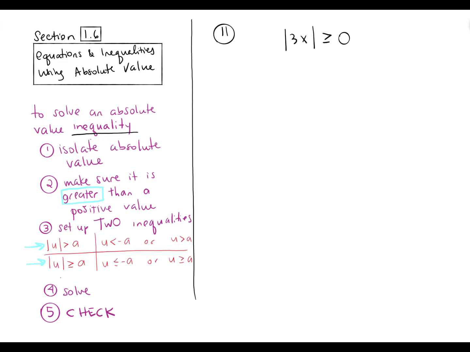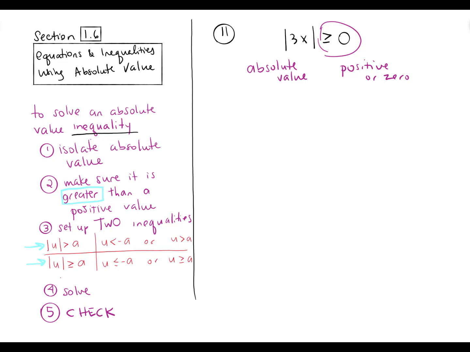Question 11 says, the absolute value of 3x is greater than or equal to 0. Now looking at our rules, our absolute value is indeed isolated. However, when it says greater than a positive value, 0 is not a positive value. 0 is 0. And so when we say something like this, what you're actually saying is my absolute value on the left-hand side is positive, or 0 on the right-hand side, right? Because anytime I have greater than 0 or greater than or equal to 0, we have this statement.